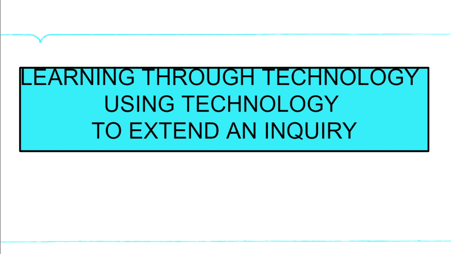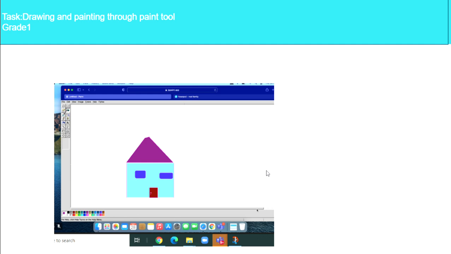So there are three ways of integrating the technology in PYP: learning through technology, using technology, and extending an inquiry. It means that, for example, if the students are trying to learn where we are in place and time, or where do we live, or what is about us, in that case, we can make them understand different houses, and then they can represent them in the paint tool.